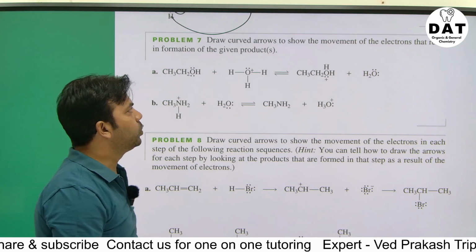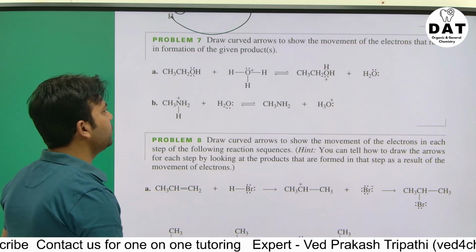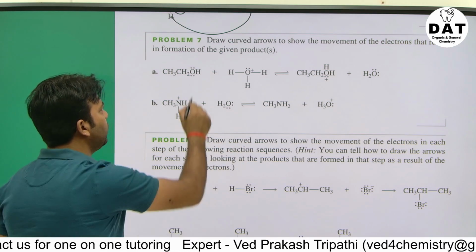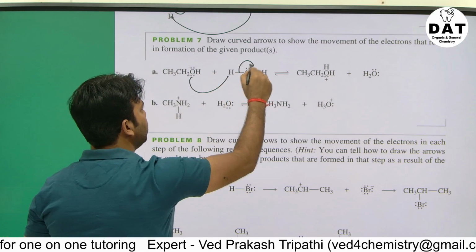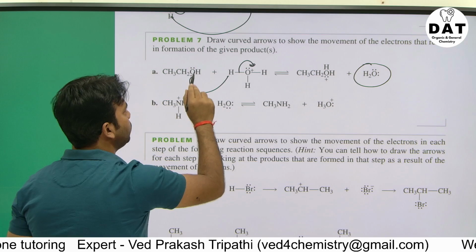Draw curved arrow to show the movement of electron that results in formation of the given product. Again same thing, you have product and reactant. So simple thing is that OH grabs this H and it breaks like this. So H2O is my leaving group. This oxygen grabs this proton. So tail of arrow on oxygen.